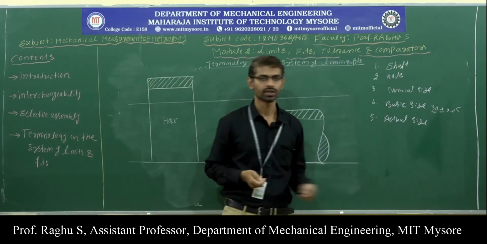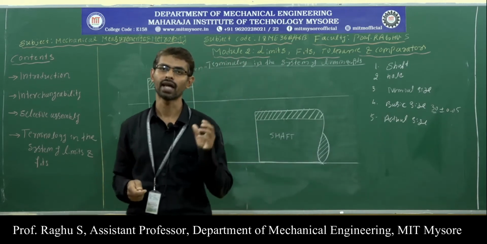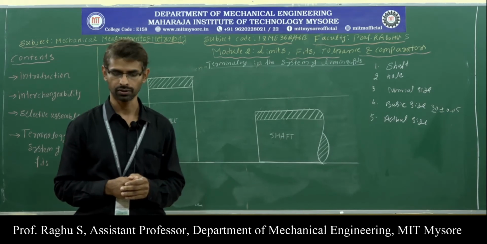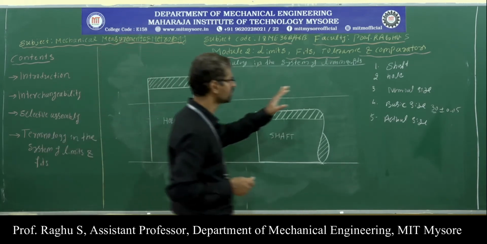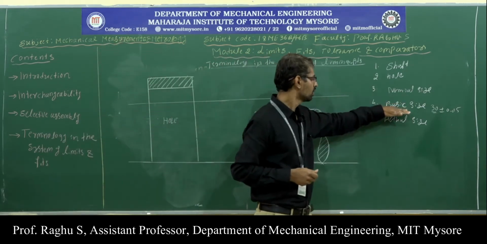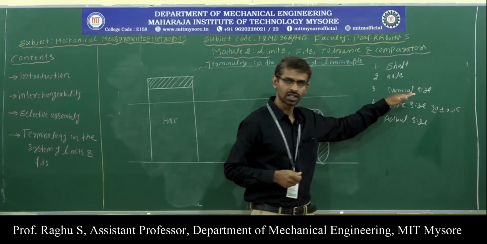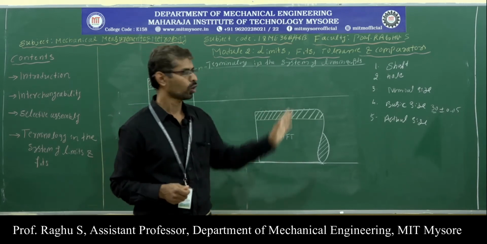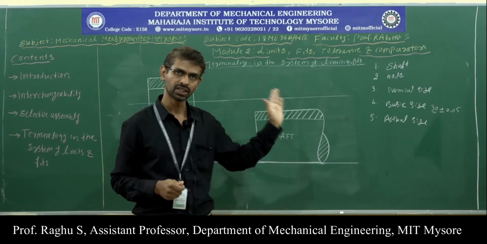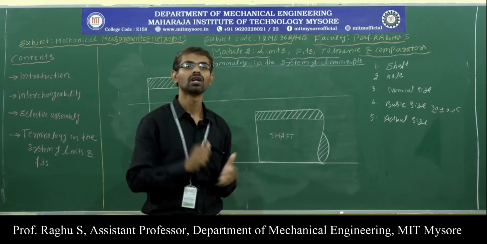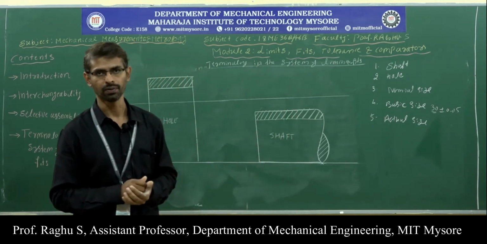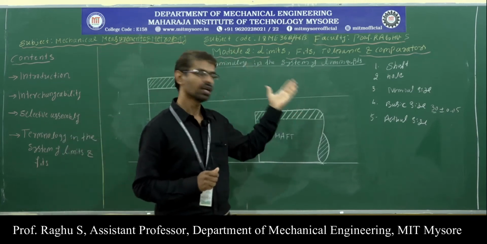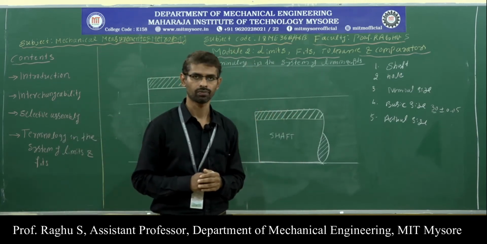Next, actual size. Actual size means the dimension which is measured by the measuring instrument. So we have discussed the nominal size, basic size and actual size. Nominal size means the dimension which is mentioned in the drawing. Basic size and nominal size are often the same, but the basic size is the dimension to which limits of variations are specified, and actual size is the dimension which is measured by the measuring instrument.